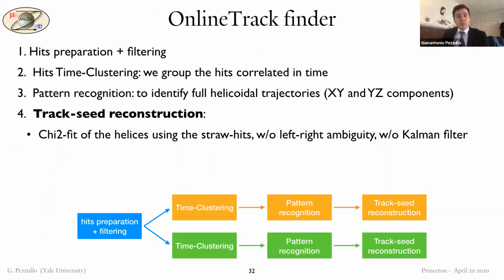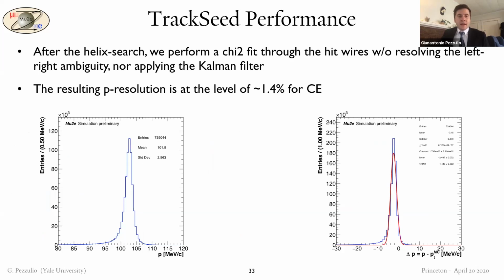So after the pattern recognition, what we do independently for both reconstruction lines is essentially a global chi-square fit of the hits that we clustered. This is a chi-square fit through the hit wires, where we do not resolve any left-right ambiguity of the hits, because that would take too much time. And also we do not apply the common filter correction, because that would also take a lot of time that we don't have available at the online reconstruction level.